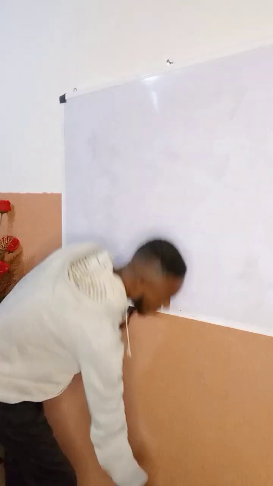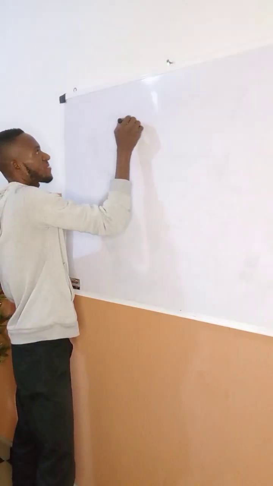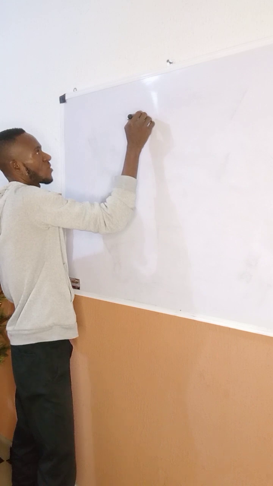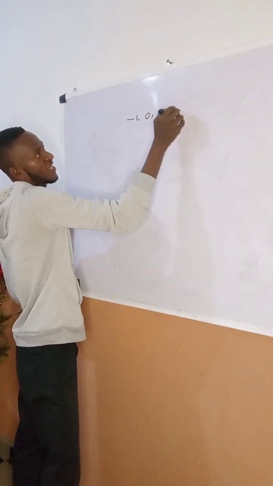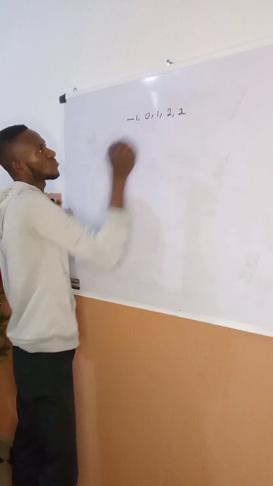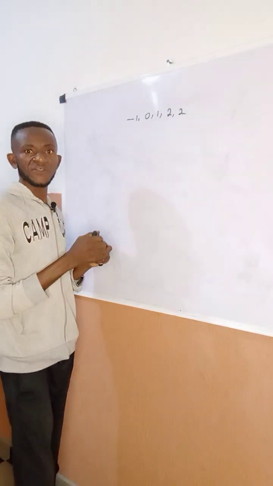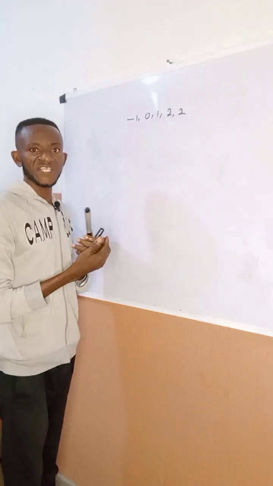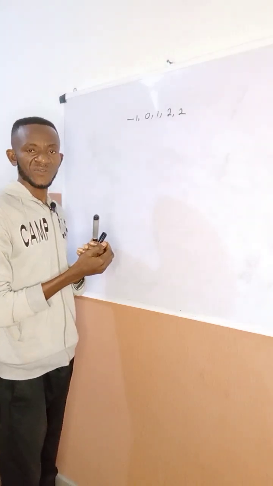So let us look at numbers like this. I have something like minus 1, 0, 1, 2, and 2. This is the data I have. So let me now compute the variance from these numbers.